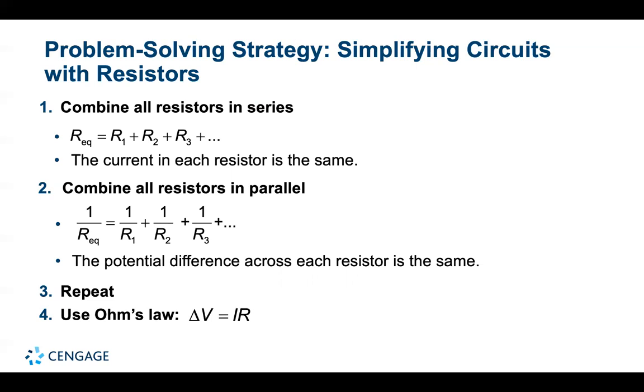You use the equation for resistors in parallel, which we're showing on this chart, and remember that the potential difference across each resistor is the same. Number three, repeat the first two steps as necessary until no further combinations can be made. If there is only a single battery in the circuit, the result will usually be a single equivalent resistor in series with the battery. Then use Ohm's law to determine the current in the equivalent resistor. Then work backwards through the diagram, applying the useful facts listed in step one or step two to find the currents in the other resistors.